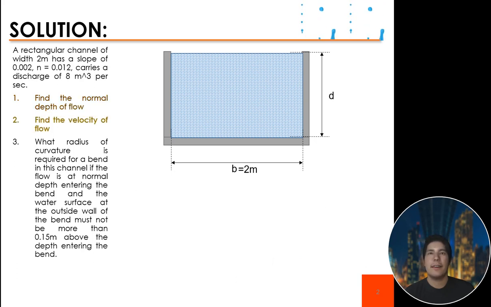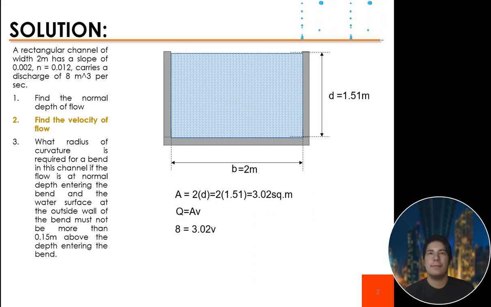So, next problem is, ano daw yung velocity ng flow? So, okay, meron ka ng B na 2 meter, meron ka ng depth na 1.51. So, meron ka ng area na, which is 3.02 square meter. Meron ka na ding velocity ngayon, no? You have flow rate na 8 cubic meter per second, and then you have area na 3.02. Continuity equation is area times velocity. Makakompute mo yung velocity, which is 2.65 meter per second.